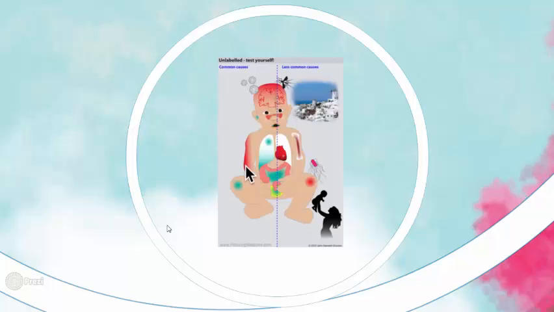Cellulitis, infection of the skin. Infection within joints, septic arthritis. And gastroenteritis, and urinary tract infections as well.